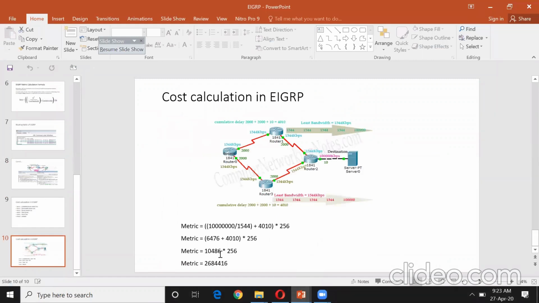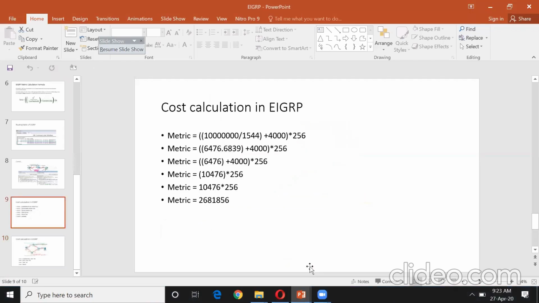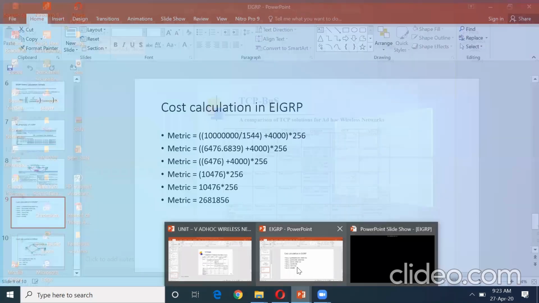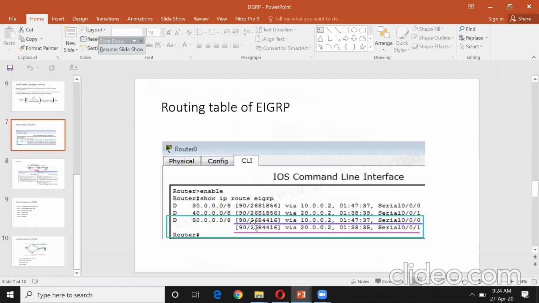So here we'll get 10,486 into 256. So this cost we will get, that is 268,44416. So you can cross check here, 268,44416. So likewise we can do the cost calculation.